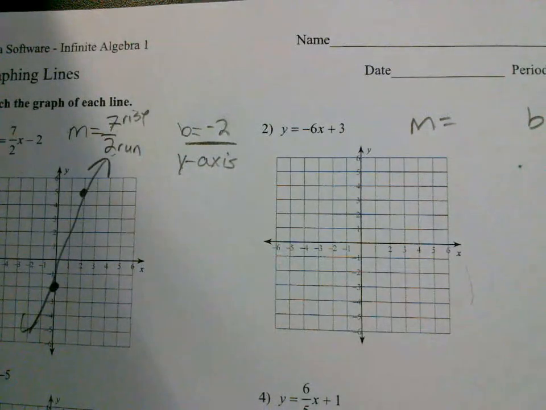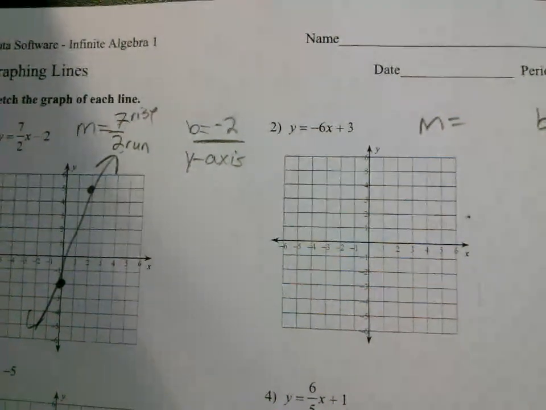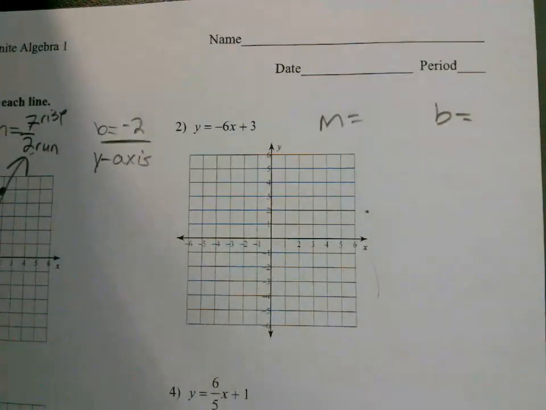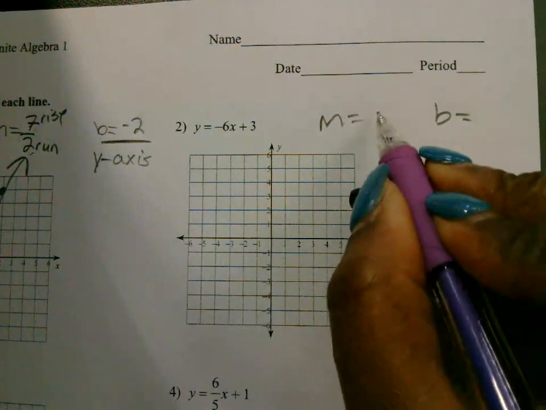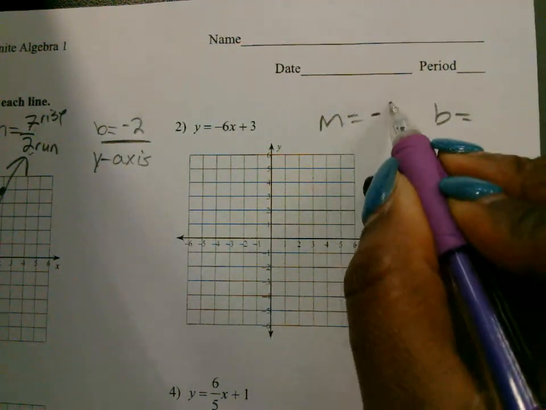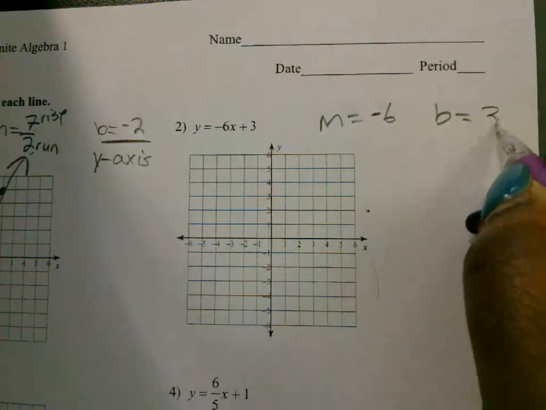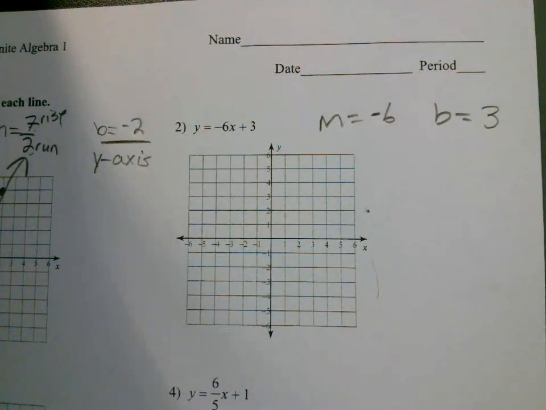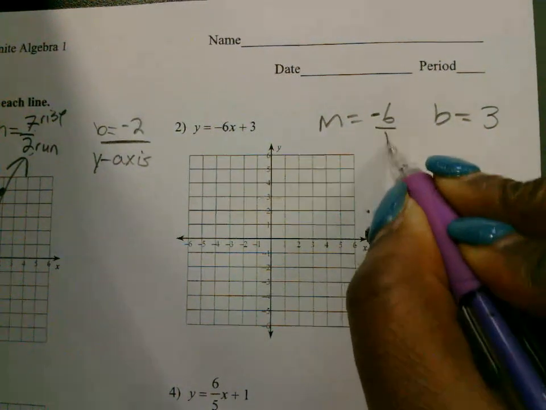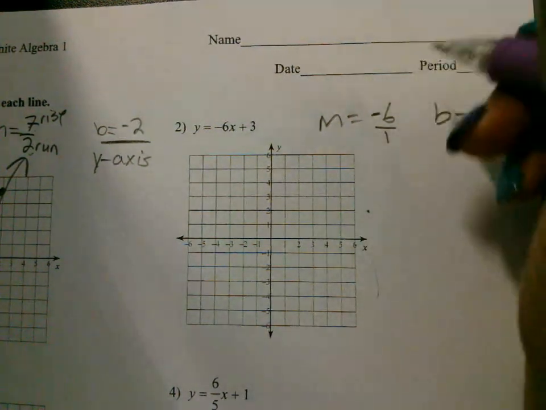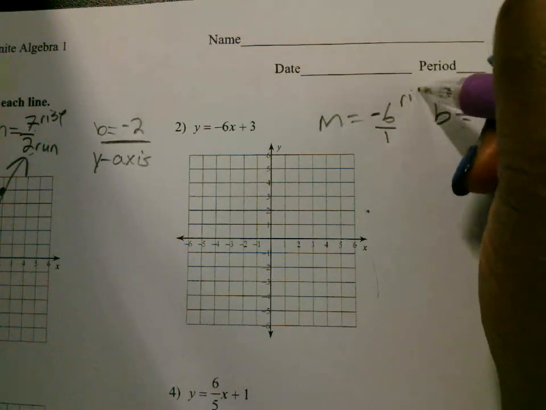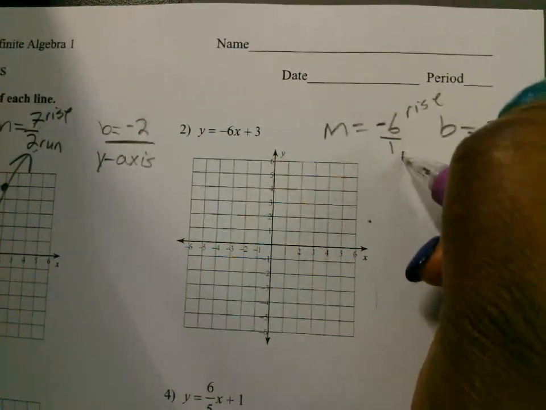What's your M in the second one? Juan, what's your M? Isn't it -6x? It's negative just the 6, okay? -6. Okay. Very good. What's your B? Our B is 3. Very good. +3. How do you write -6 as a fraction? Put a 1 under it. So the top number we label as what? Anybody remember? Rise. The bottom number we label as what?